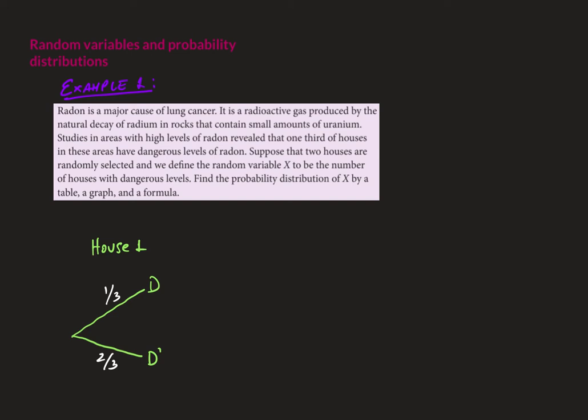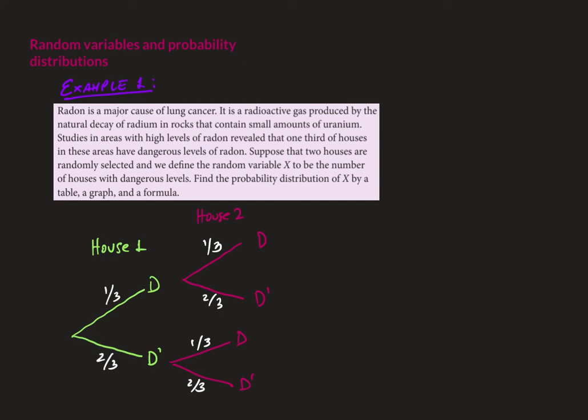Now we're going to choose a second house, and we're going to call that house 2. And the same, we're going to have dangerous levels or safe levels, dangerous or safe. And we're going to fill in the probabilities. They are the same, it doesn't change house to house. So 1/3 and 2/3. Now we want to see what are the possible outcomes for this random variable x.